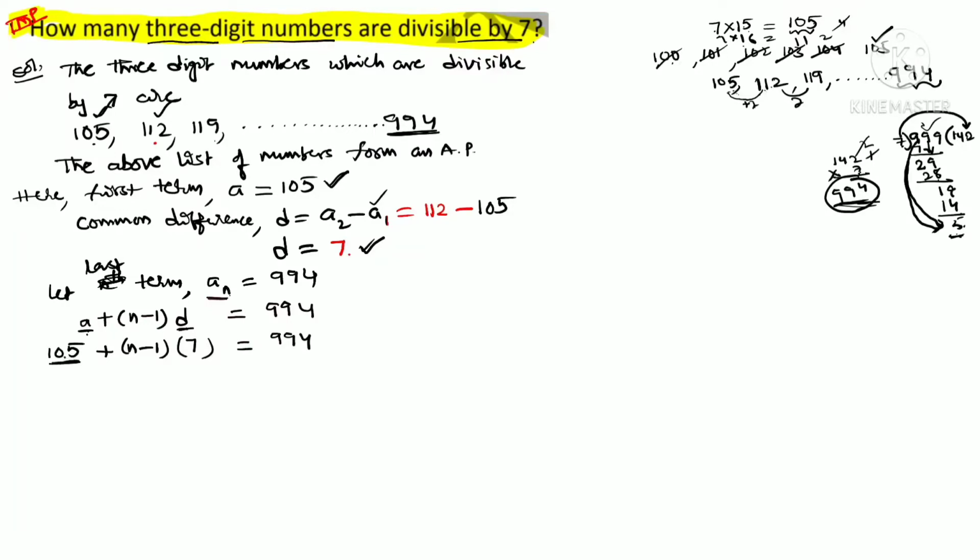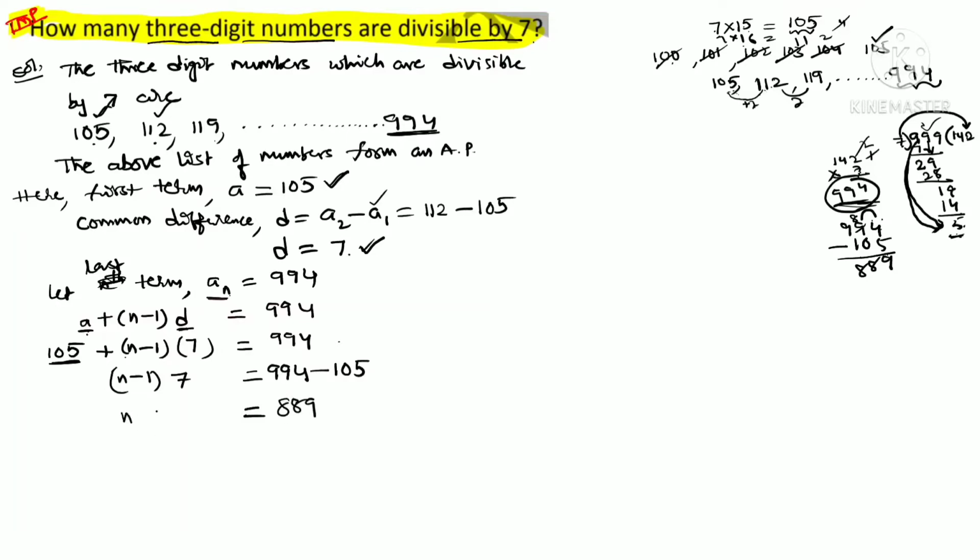Next, this 105, if you transpose it to the right side, where 994 is already there, it will become minus 105. Next, n minus 1 into 7 is left. 994 minus 105. 4 minus 5 is not possible in subtraction, so 14 minus 5 is 9. Here borrowing, yes, 8 minus 0 is 8, 9 minus 1 is 8. So 889.